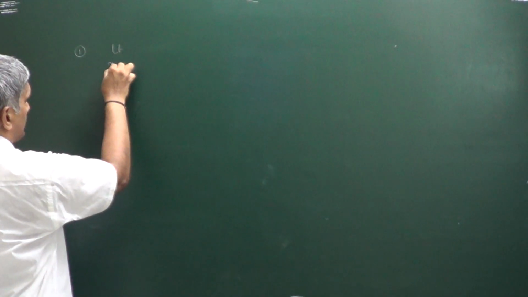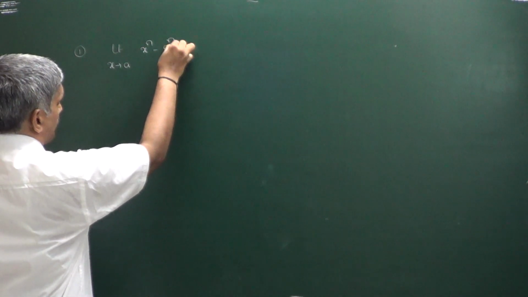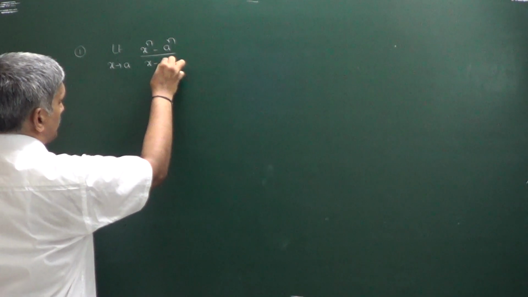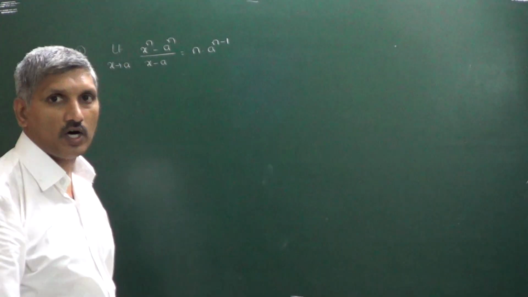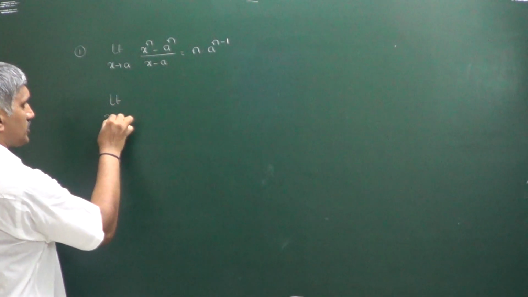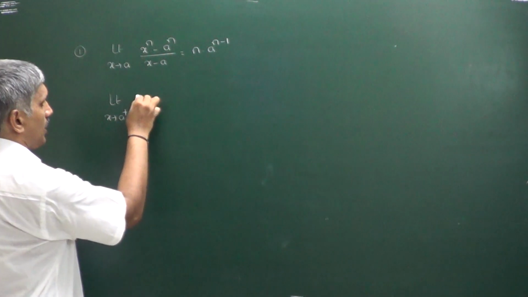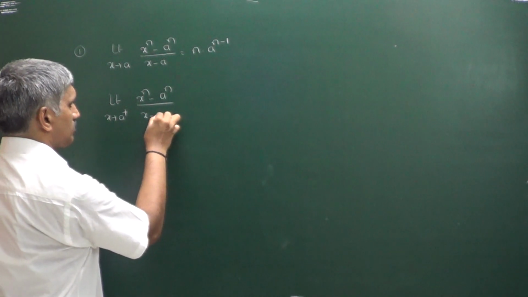So next discussion here, we are going to do some standard limit formulas. The first formula is limit x tends to a, x to the power of n minus a to the power of n divided by x minus a is equal to n into a to the power of n minus 1. So we are trying to prove this one. This is equal to limit x tends to a, x power n minus a to the power of n divided by x minus a.